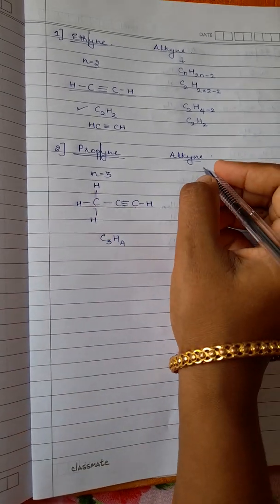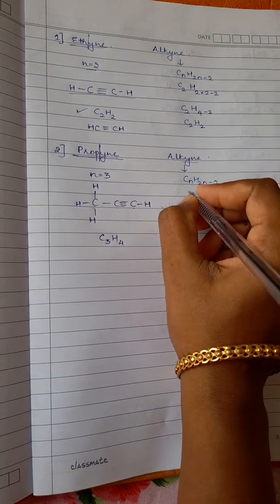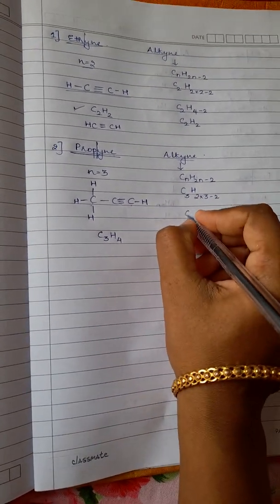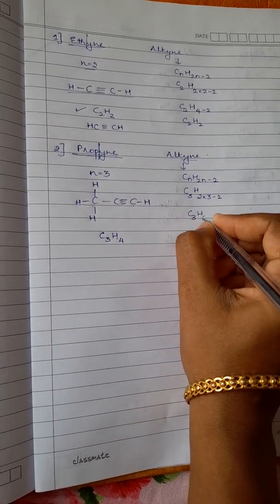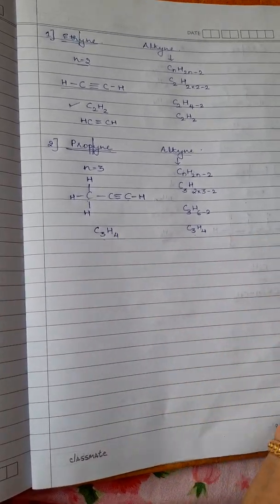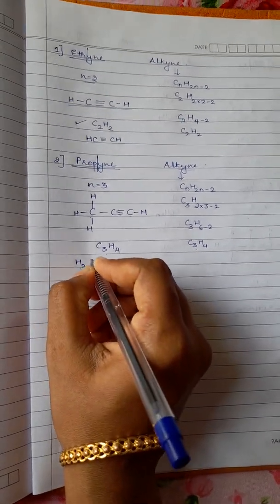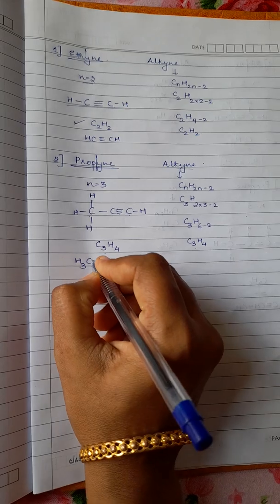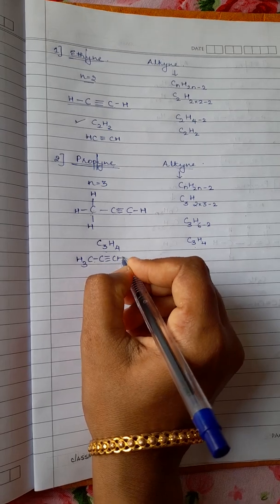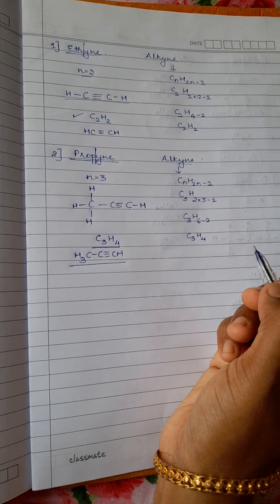Let's see if this is correct. C3H4. CnH2n minus 2. C is 3, H is 2 into 3 minus 2. 3 2s are 6, 6 minus 2, C3H4. So C3H4, this is correct. Now instead of writing it like that, you can also write it as H3C, single bond, C, triple bond, CH. This also can be written in either of the ways. I hope this is clear.